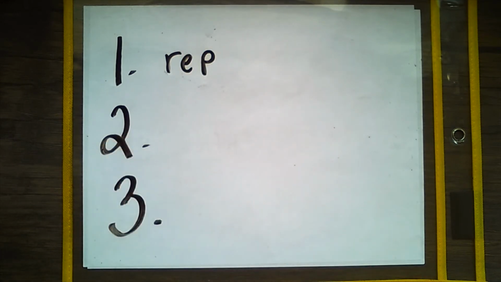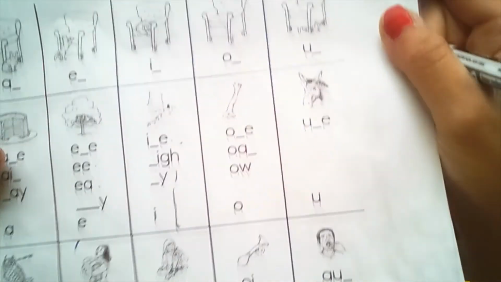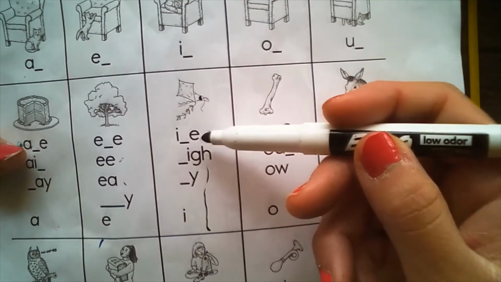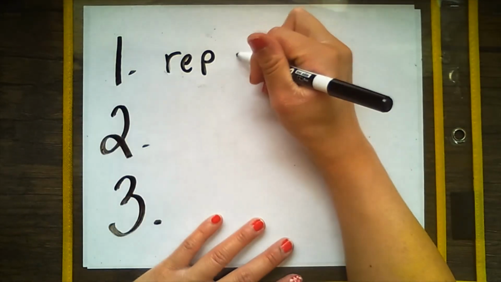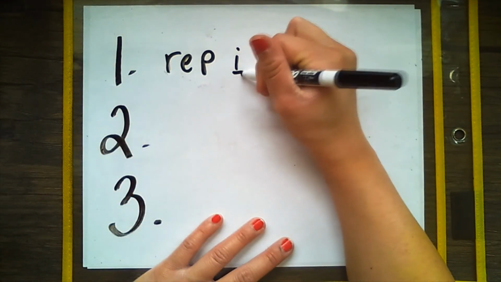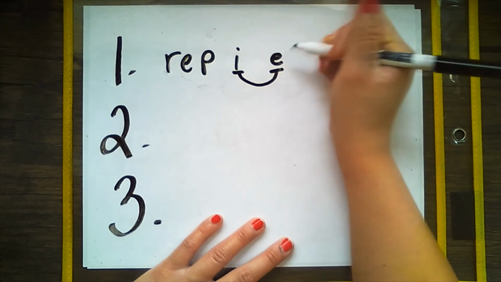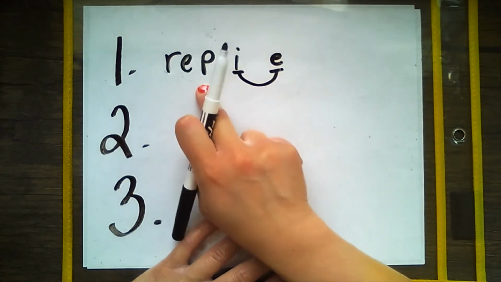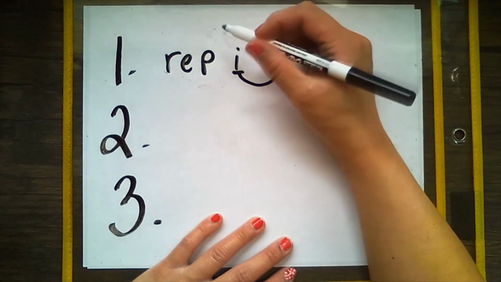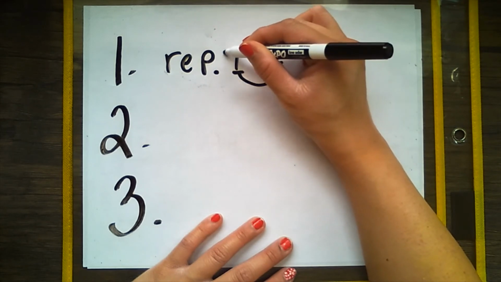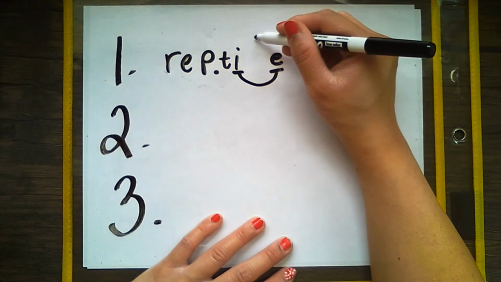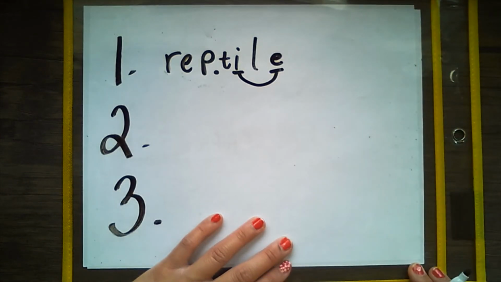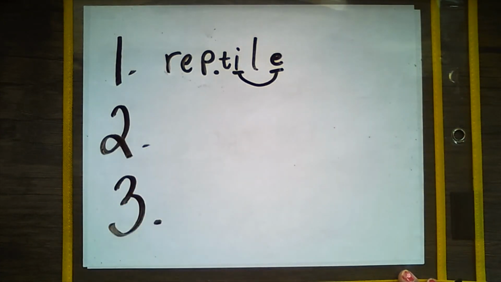Which I? Let's take a look. Which I? We're going to use the IE spelling for the sound I. Rep, that's the first syllable. T, t, I, oh, tile. That's going to be an L. Great. Don't forget to underline your sounds as well.